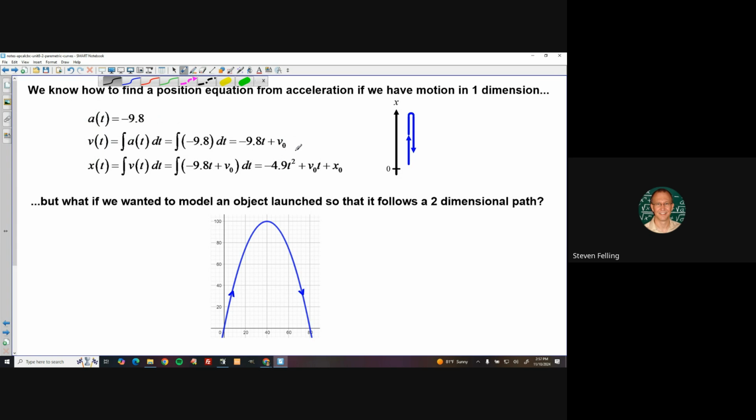Right? And that's really good for modeling motion in a single dimension if the motion stays only in one direction. The input of these functions is time, and the output is position, so it's one-dimensional. But what if we wanted to model an object that's launched in such a way that it follows a two-dimensional path like this? Like maybe we launch it and gravity acts on it, and then it causes it to slow down and then finally hit the ground again.